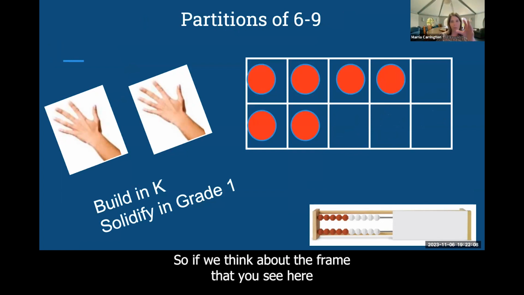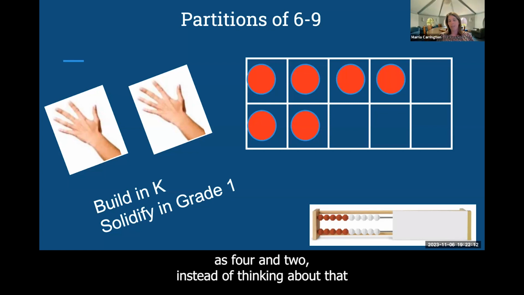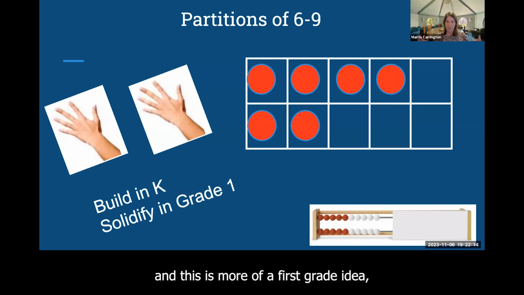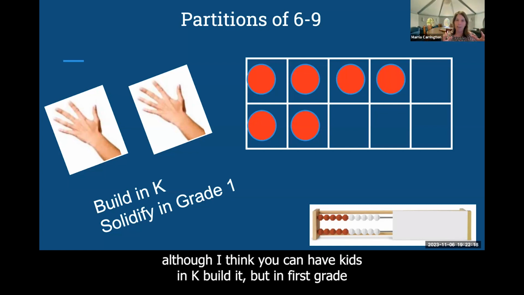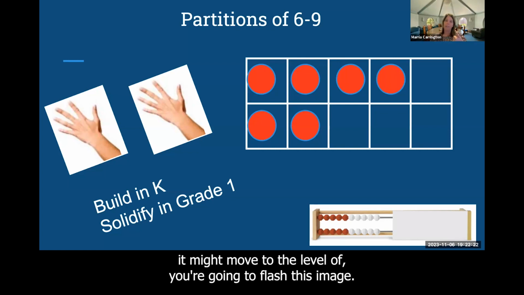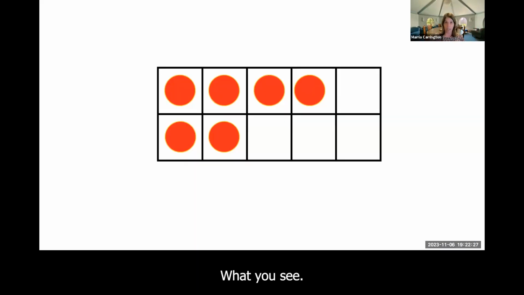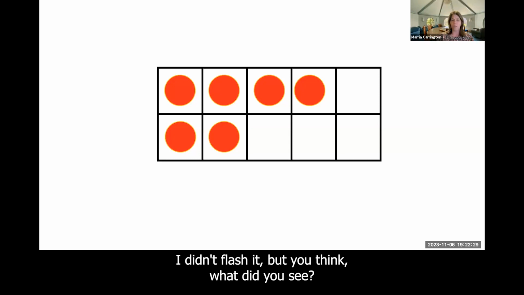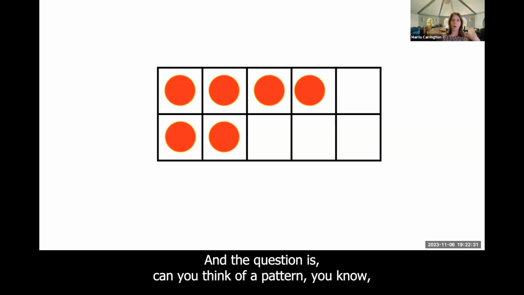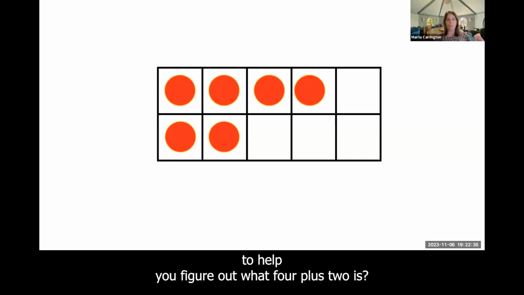So if we think about the frame that you see here as 4 and 2, and this is more of a first grade idea, although I think you can have kids in K build it, in first grade it might move to the level of, you're going to flash this image. What did you see? I didn't flash it, but you think, what did you see? And they say they saw 4 and 2. And the question is, can you think of a pattern to help you figure out what 4 plus 2 is?